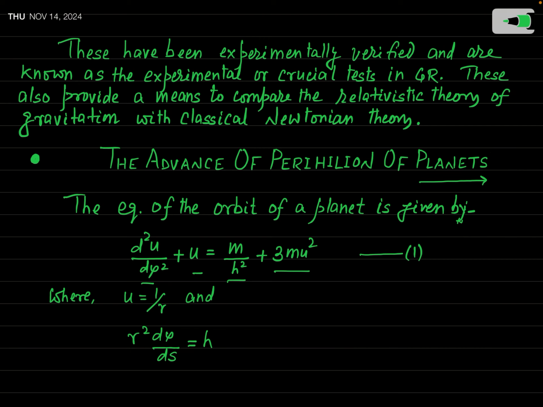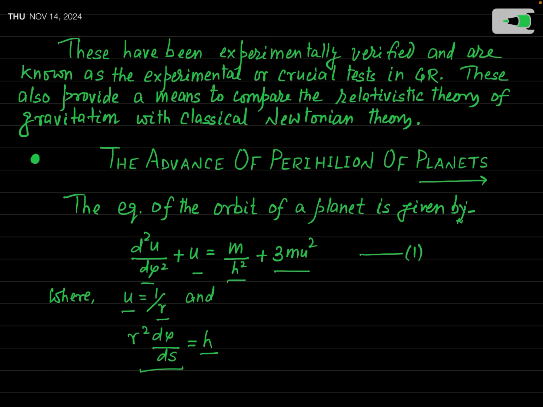In this equation the variable u is directly related to r, and u is given by the reciprocal of r, that is u equal to 1 over r. And h is the angular momentum of the particle or planet per unit mass, and in relativistic theory this is defined as r square d phi by ds. Here ds is the measure of proper time interval. In Newtonian theory, in place of ds there is dt, but in relativistic theory h, the angular momentum per unit mass, a constant of motion of a particle moving in a central force field like the gravitational field, is equal to r square times d phi by ds.